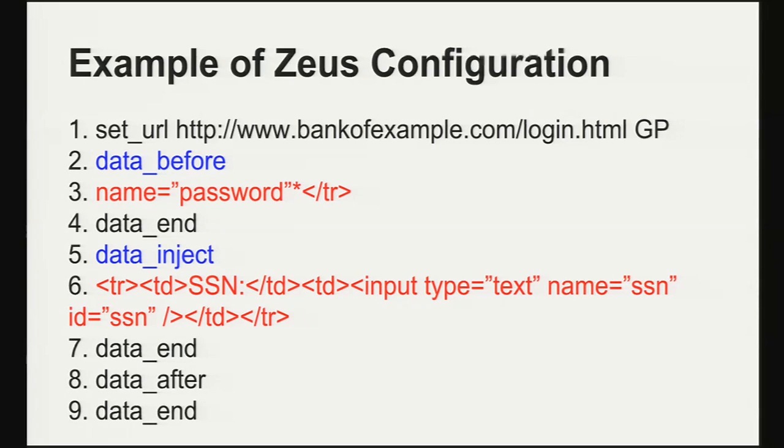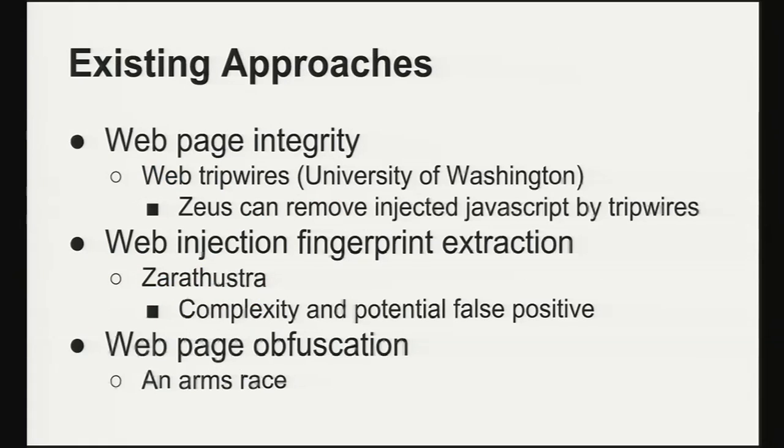They generally generate thousands of these different configurations so that you can target thousands of institutions. As Symantec mentioned, more than 1,400 institutions in 880 countries were suffering this attack. So there are already some existing approaches to detect or prevent this attack.